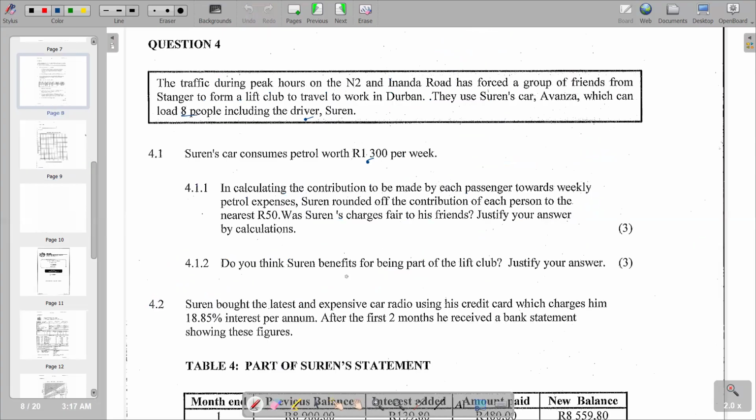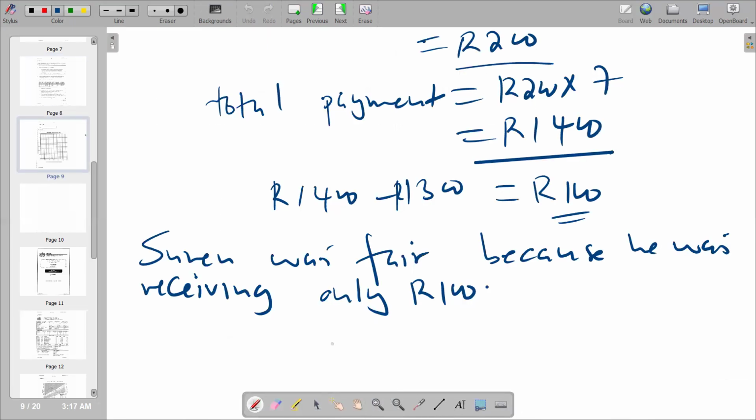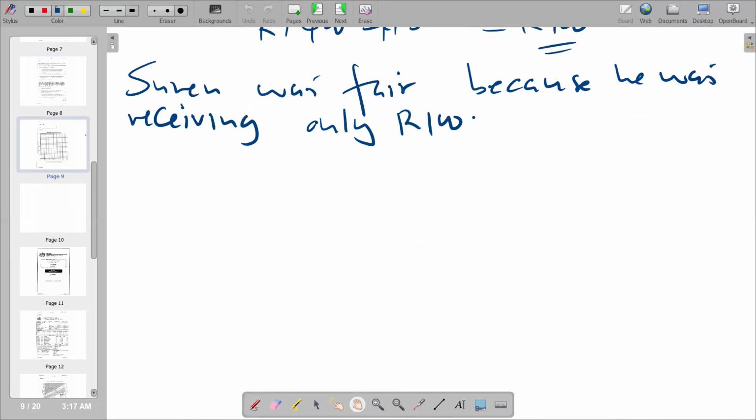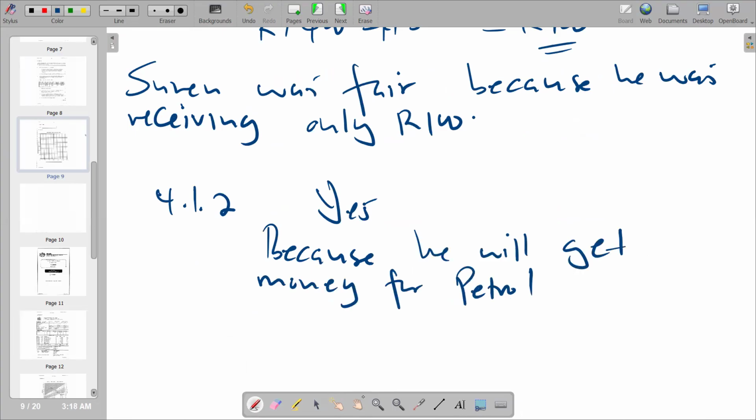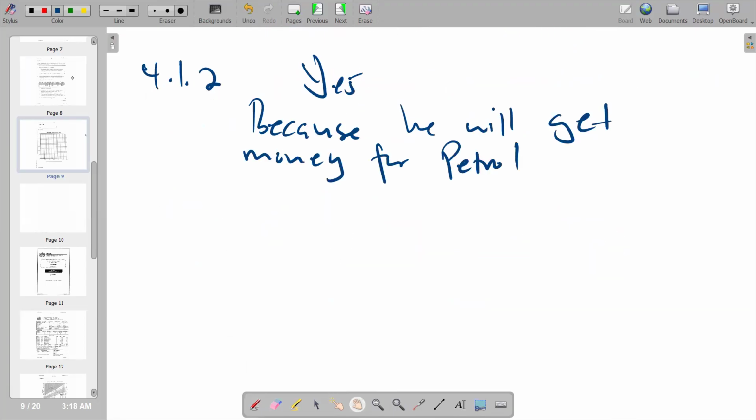Then I'll move on to the next part of our question. It is now about being part of the lift club. Justify your answer. Of course, the student will benefit because obviously the student is getting revenue from the payments for fuel, the petrol. So obviously we are saying the student will benefit. So basically that's the description that I'm just going to give in our answer section. So basically that's what we have on that part.